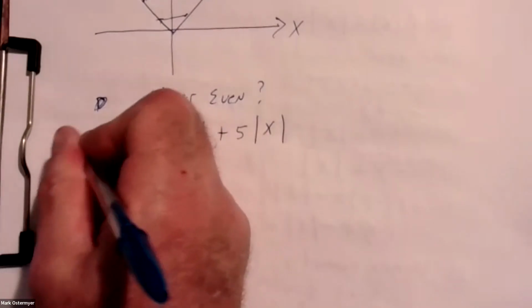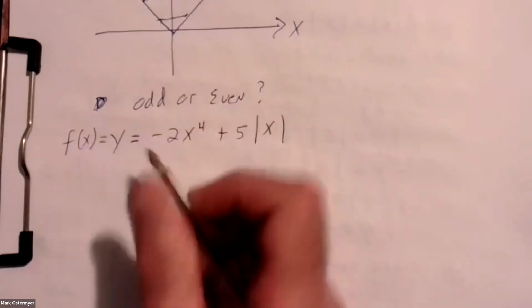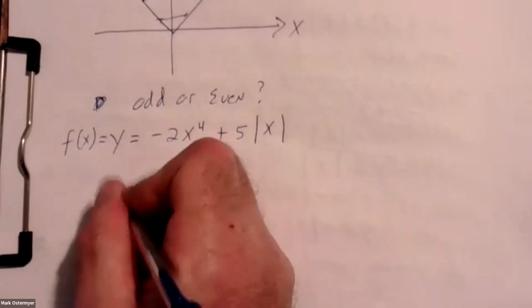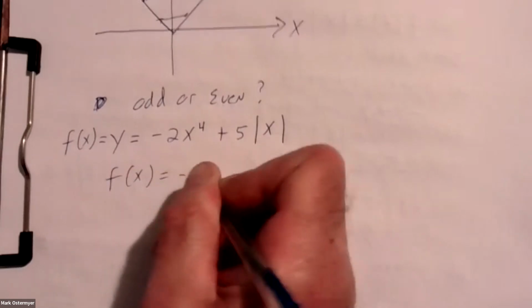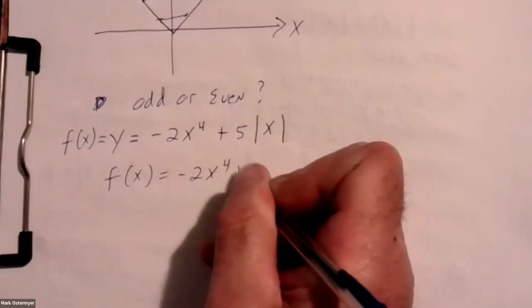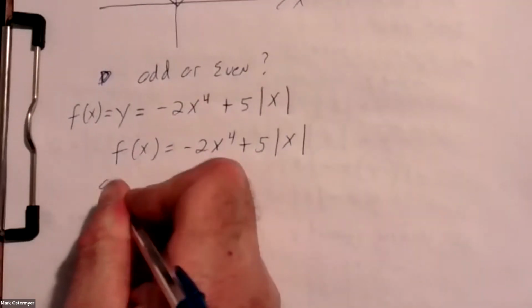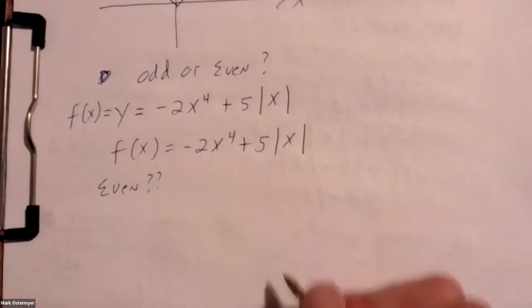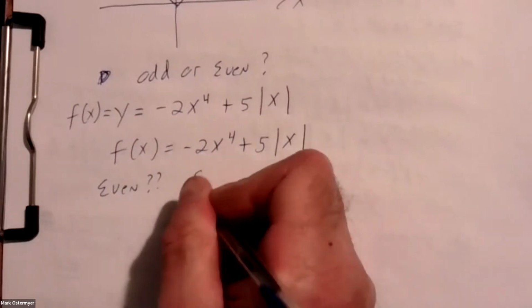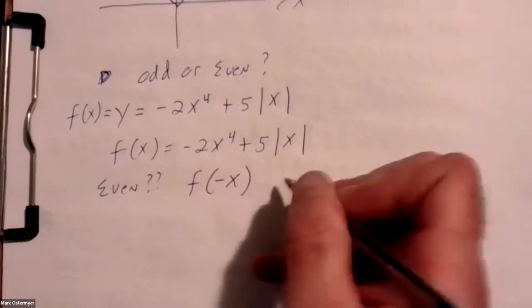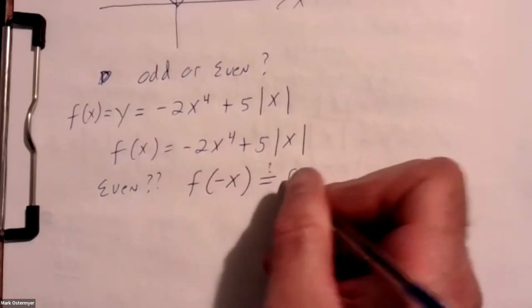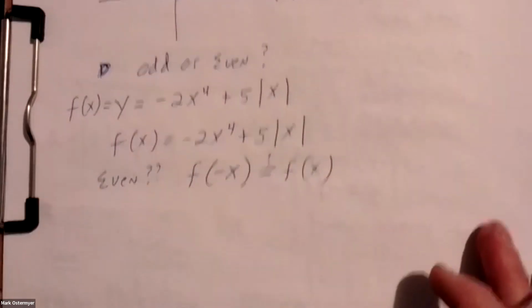So, ladies and gentlemen, instead of calling our output variable y, we'll call it f of x. So therefore, we'll call the function f of x equals negative 2x to the fourth plus 5 times the absolute value of x. So let's test and see if this function is even. If it's an even function, it must be true then that f evaluated at negative x must be equal to f of x.